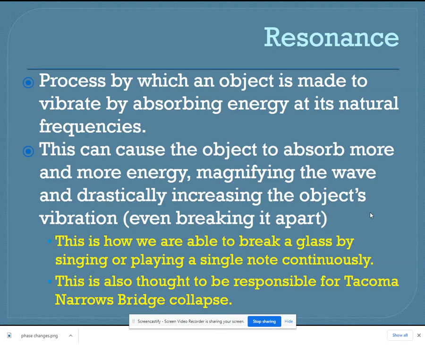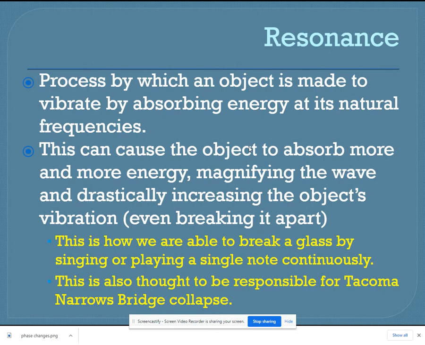So every object in existence has a natural frequency that if it's struck, it will vibrate at that frequency. And remember, when we're talking about sound waves, frequency and pitch are the same thing. So when we're talking about the frequency of a wave, that correlates to what we perceive as pitch. As I said, it can be used to make an object absorb more and more energy, and it serves to practically magnify the wave and drastically increase the object's vibration.